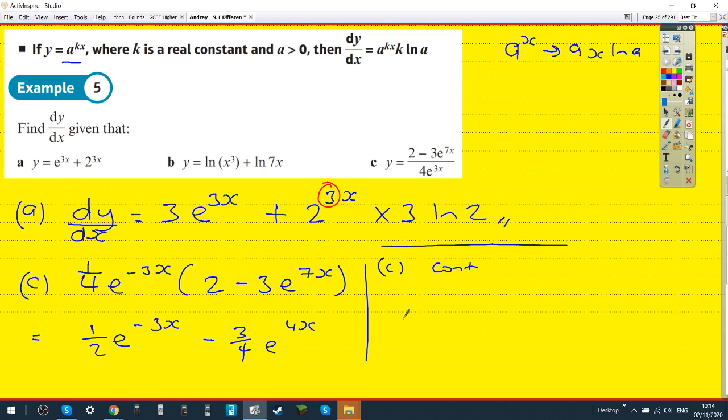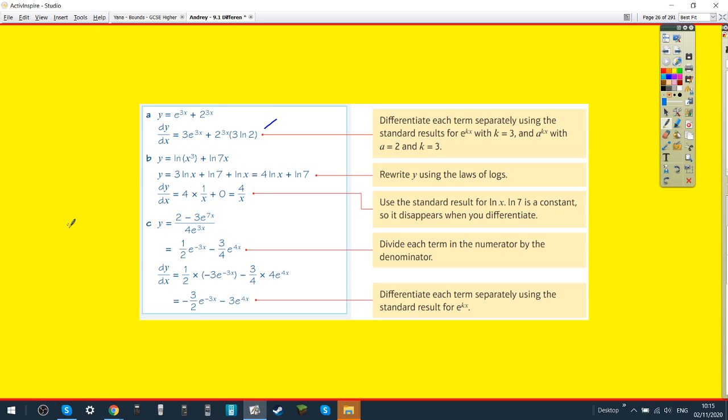And so will that then become minus 3/2 e to the minus 3x? And minus 3e to the 4x? I think so. Minus 3/2 minus 3. Yeah, minus 3/2 minus 3.